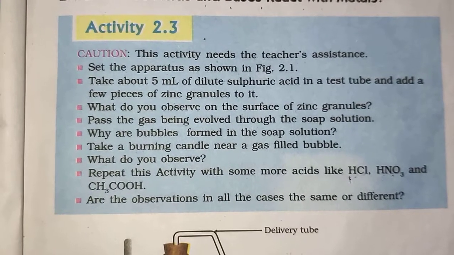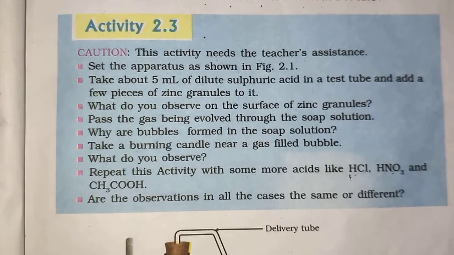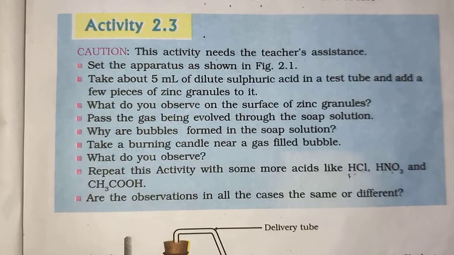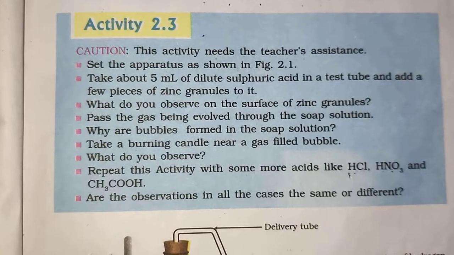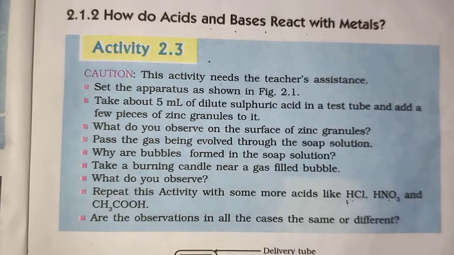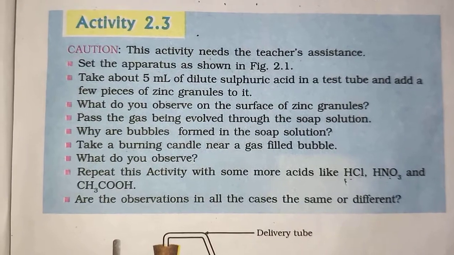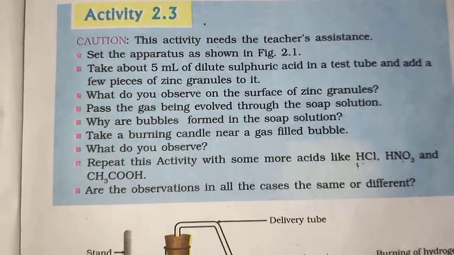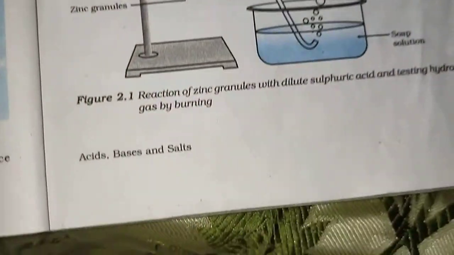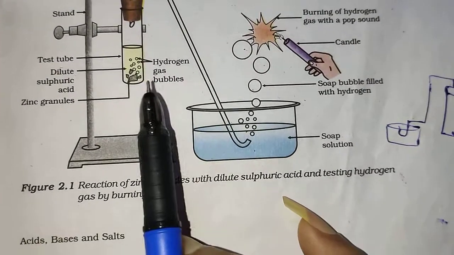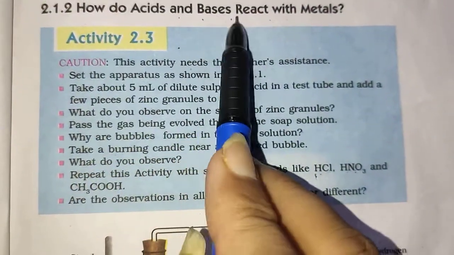The gas evolved in the reaction of dilute or weak acid with metal will be less, but the evolution of hydrogen gas whenever a strong acid reacts with metal will be more than that of weak acids. So these lines should be memorized so that in the future you can get the applications. So this is the first property, how do acids and bases react with metal.